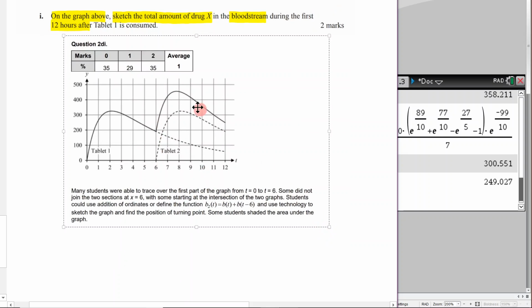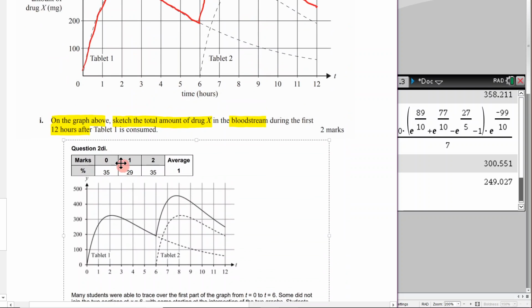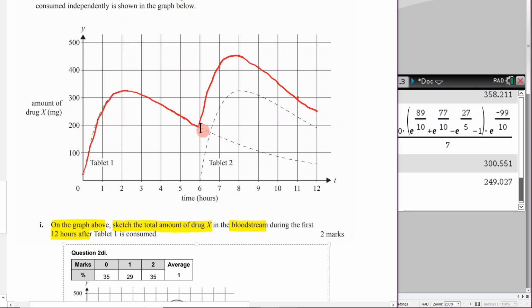So 35% of students got the full 2 marks here. Many students were able to trace over the first part of the graph from t equals 0 to t equals 6. That part is obvious: because I've only consumed 1 tablet, the amount in the blood is simply going to be that part right here. It's as soon as you've taken another tablet at t equals 6 that you have that addition of ordinates.